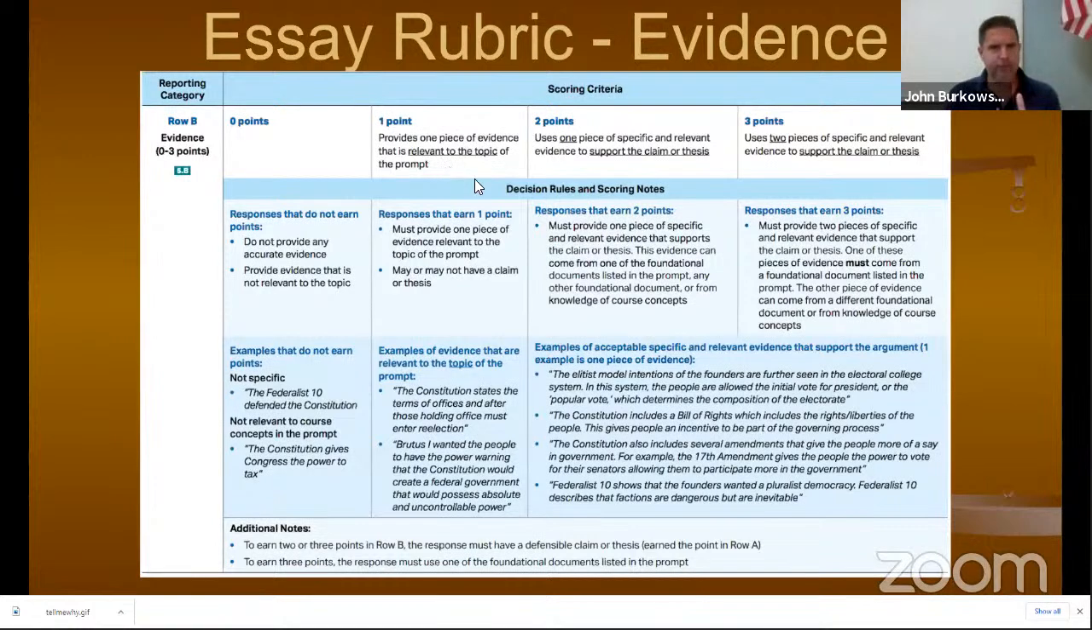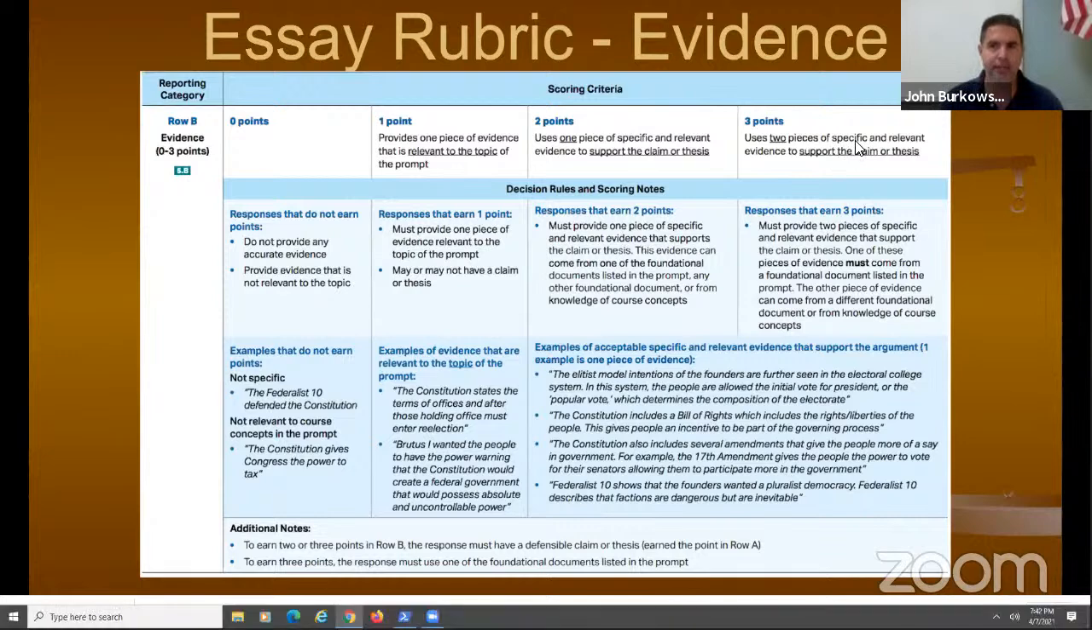All right, but remember, the thesis uses one piece of specific and relevant evidence to support the claim or thesis. By the way, you can get this point, the second point in row B, if you don't use one of the foundational documents. You can still get this point. If you do not use one of the listed foundational documents, you cannot get this third point. You cannot get this third point. Basically, you have to do this twice. But for one of them, you have to use one of the listed foundational documents.